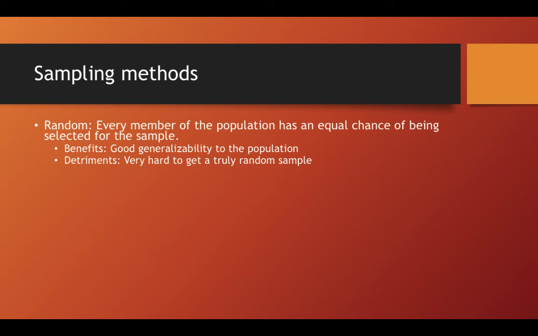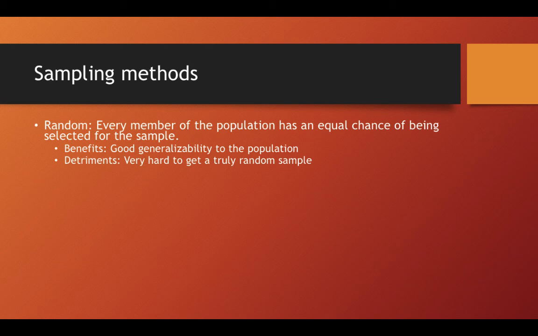So if it's all 10th graders in that particular school, a random selection means I've got to randomly select 100, just pulling names out of a hat, and that's my sample. But everybody in the population has to have an equal chance of being selected.